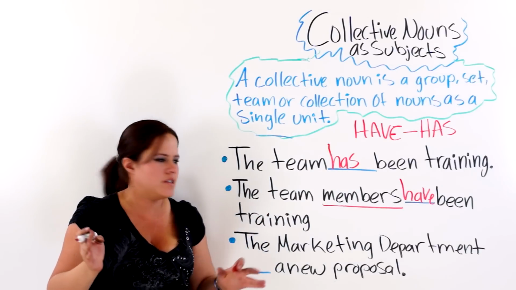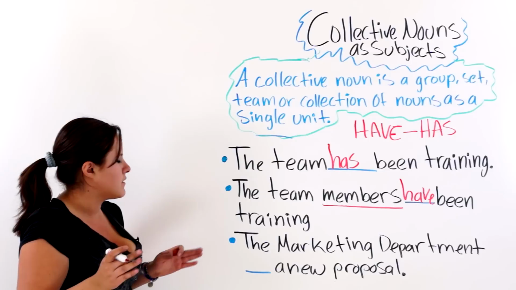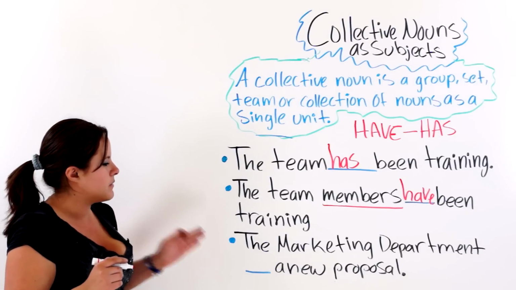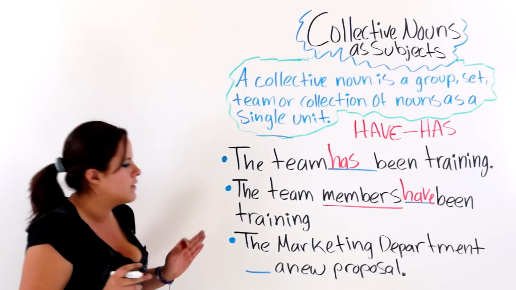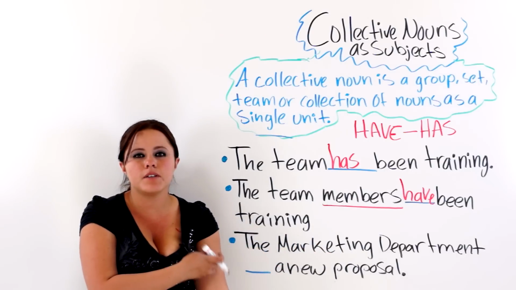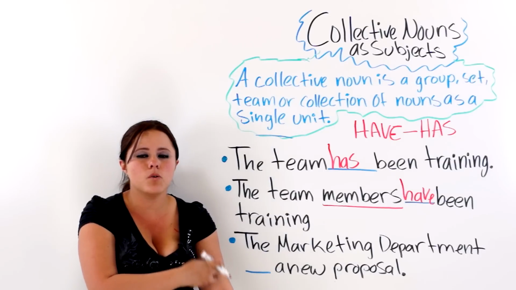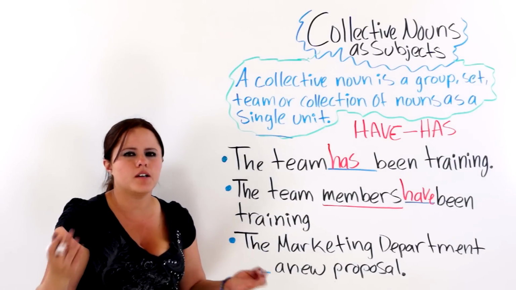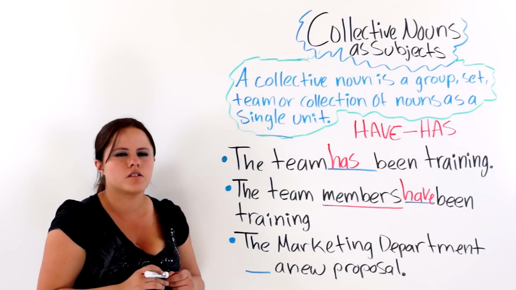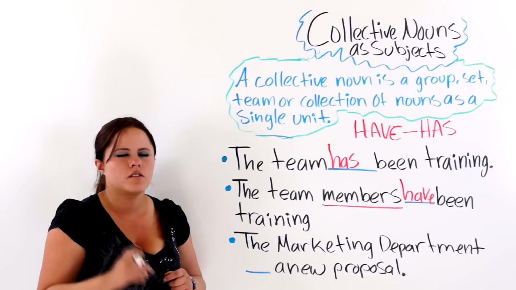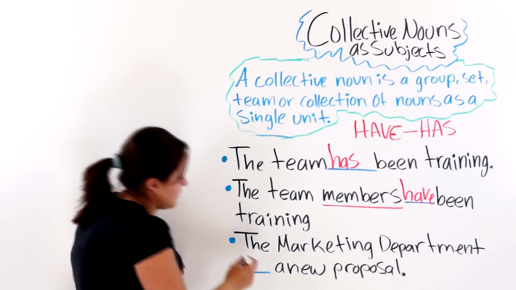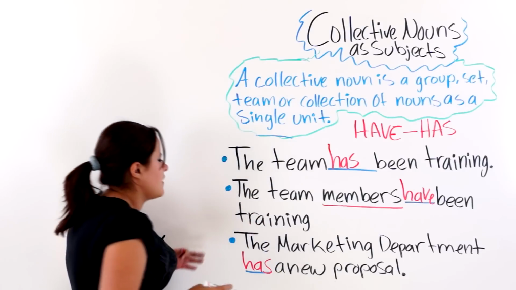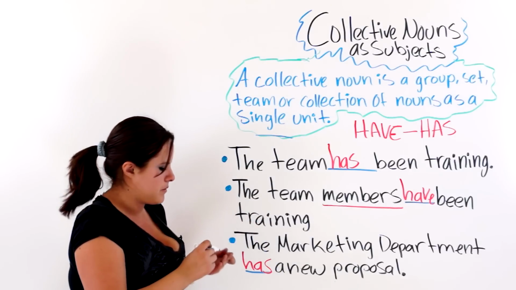And the last one says The marketing department blank a new proposal. The marketing department blank a new proposal. The marketing department is a collective noun working as a unit, or do you think it is working as separate elements? A unit, that's right. So therefore, we must use has. The marketing department has a new proposal.